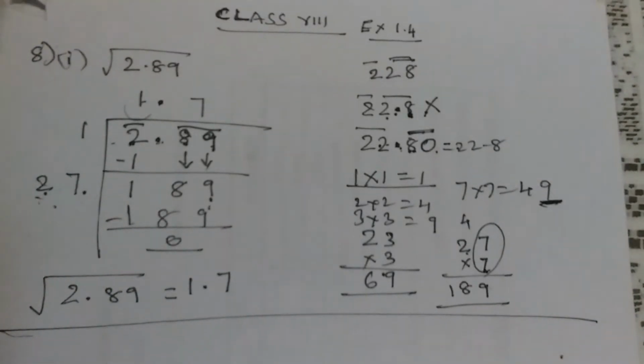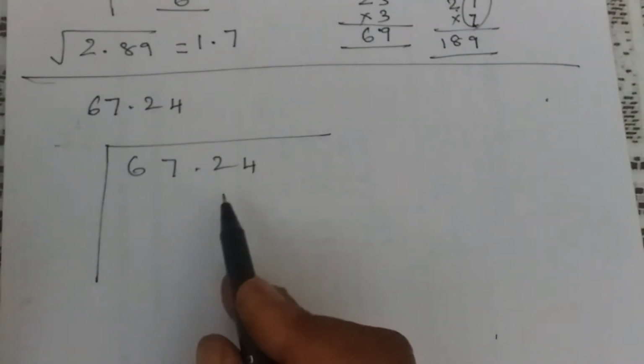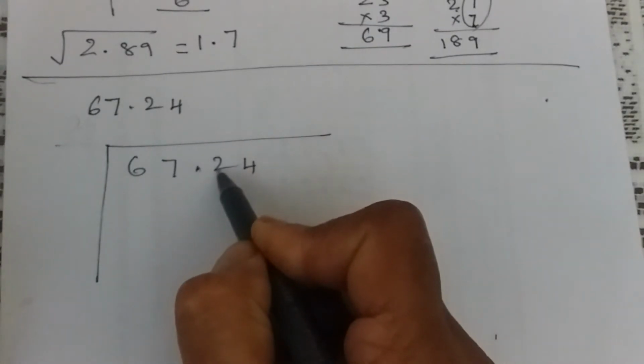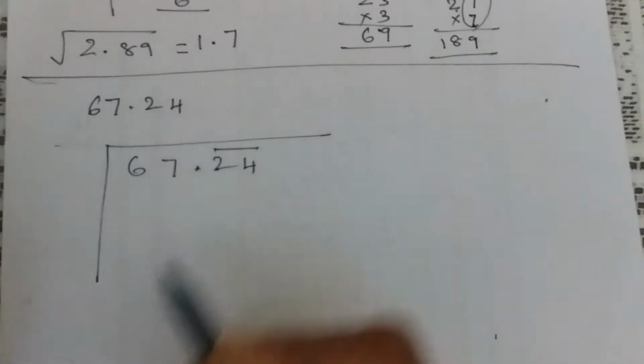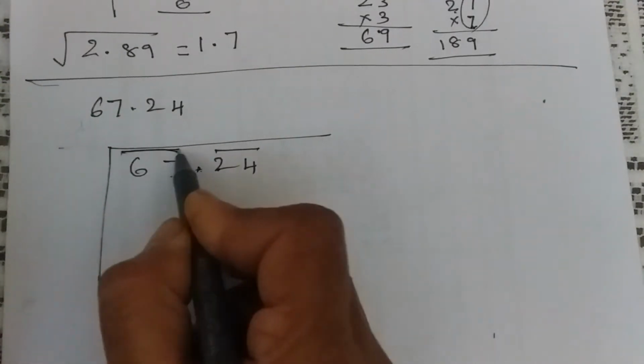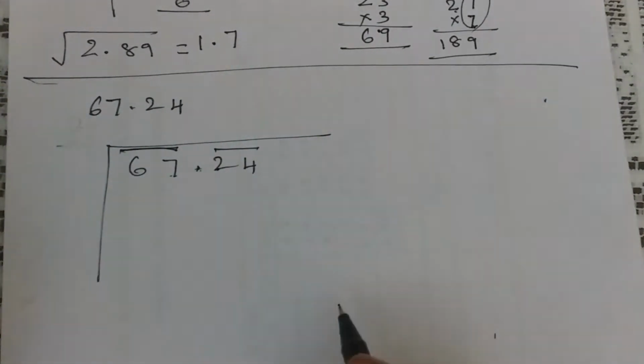Okay. Next is 67.24. How to split them into periods? Just after the point, start from the first number after the point. 2 and 4 is 1 period. Before the point, same way, 7 and 6, 1 period. Okay, there are 2 periods. So in the quotient, you will have 2 digits.